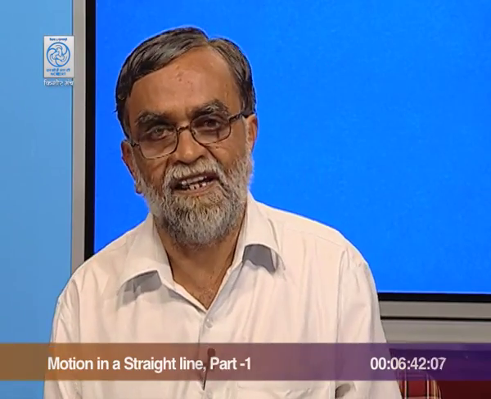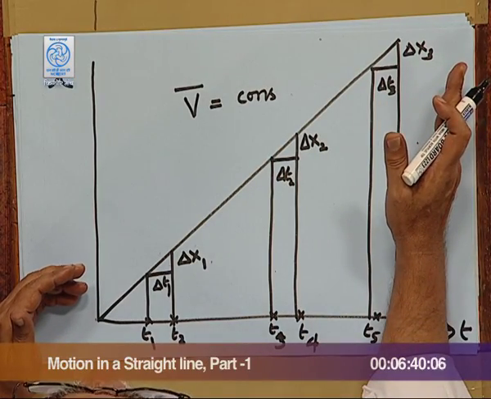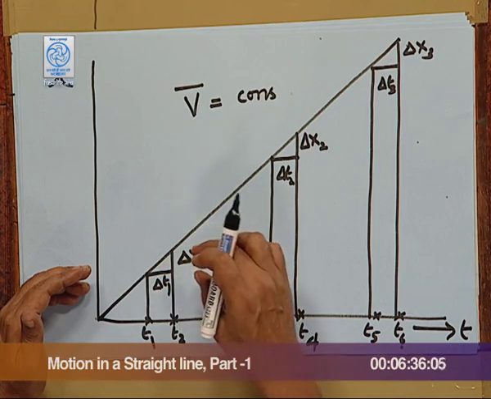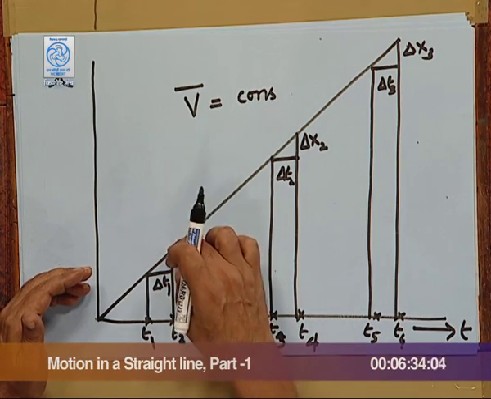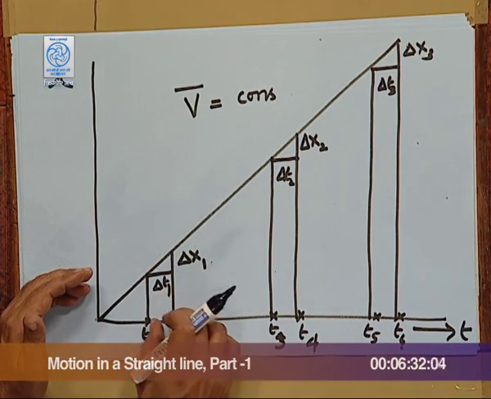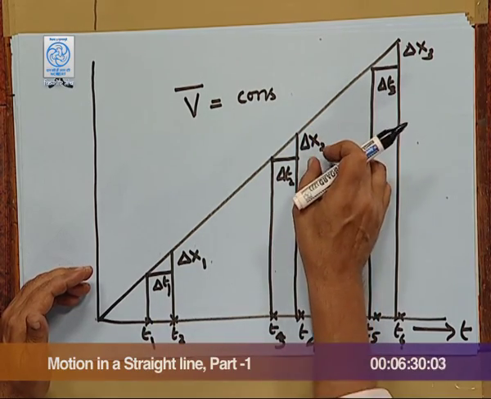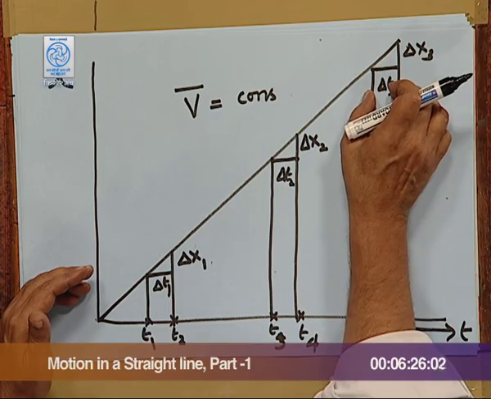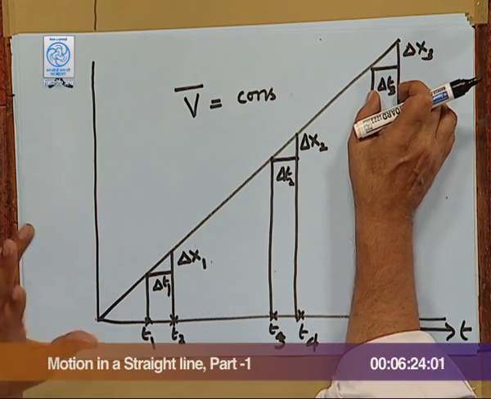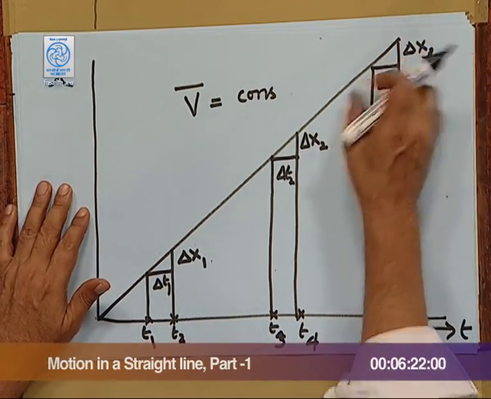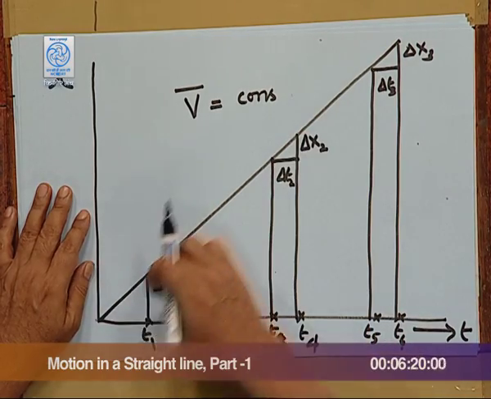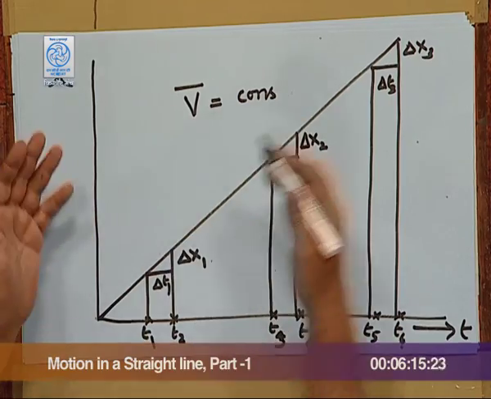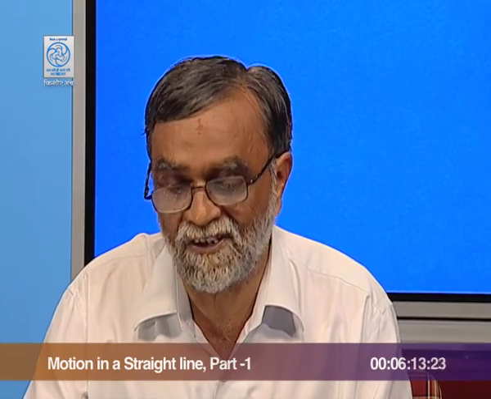Look at this graph again, where position versus time was a linear graph. We notice that the slope delta x 1 by delta t 1 is the same as delta x 2 by delta t 2, which is the same as delta x 3 by delta t 3. The slopes are the same, that is the height to base ratio is the same, and this is a straight line. What it means is the velocity does remain constant.